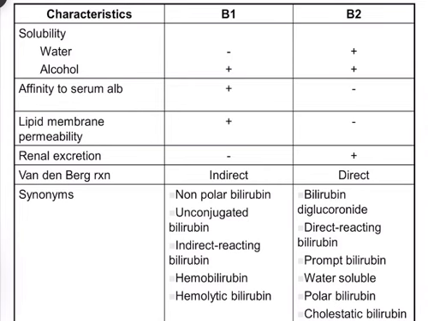Synonyms of your B1 are non-polar bilirubin, unconjugated bilirubin, indirect reacting bilirubin, hemobilirubin, and hemolytic bilirubin. This is correlated with the function of the bilirubin. Then, B2 has synonyms: bilirubin diglucuronide, direct reacting bilirubin, prompt bilirubin, water-soluble bilirubin, polar bilirubin, and cholestatic bilirubin.